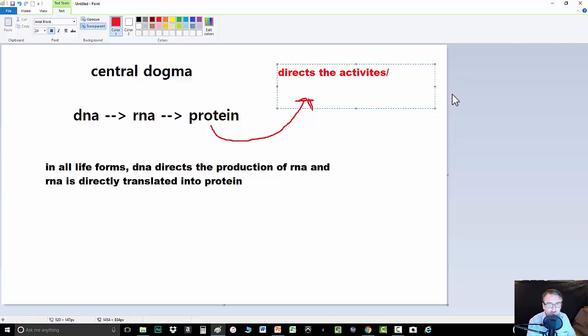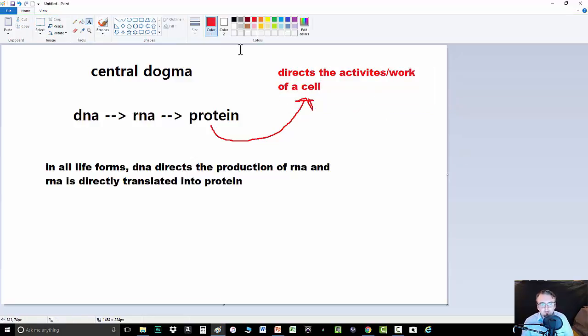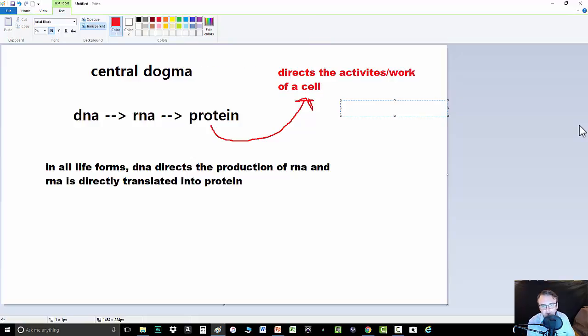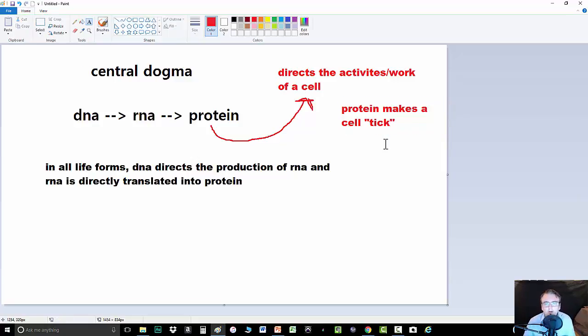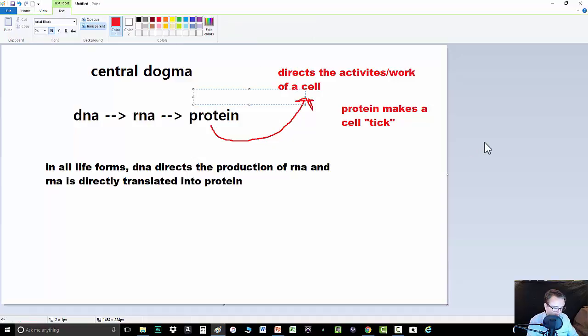And I usually say directs the activities or work of a cell. So ultimately, protein is what makes a cell tick, if you want to think of it that way. Protein makes a cell tick. The idea is that proteins are what make cells function. You can think of these as the building blocks of a cell, the most important types. Another way to think of proteins, you can think of these as the quote-unquote workers of the cell. So they do the work.